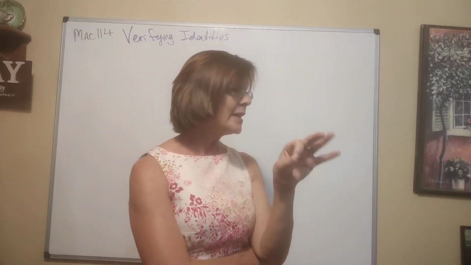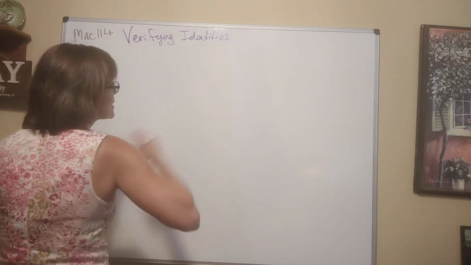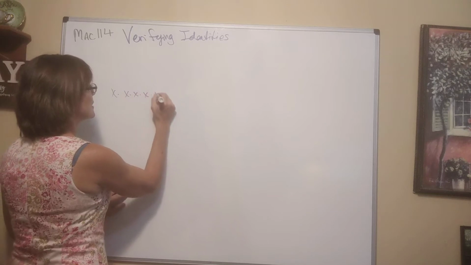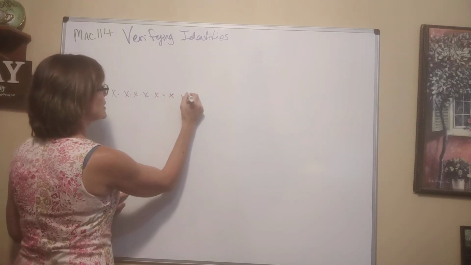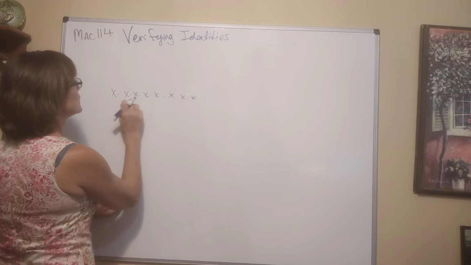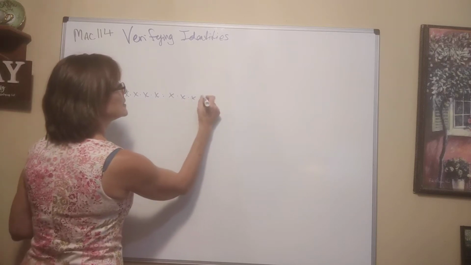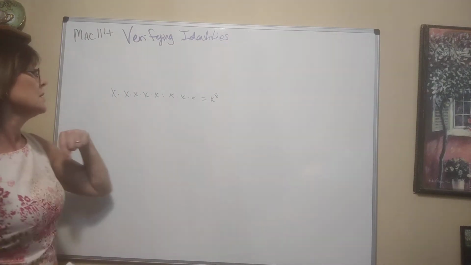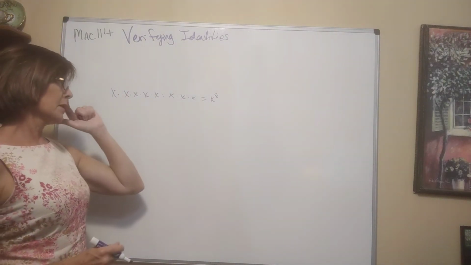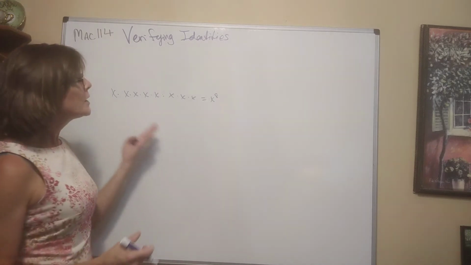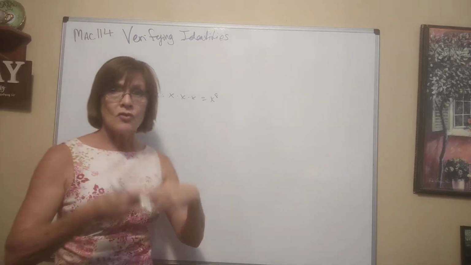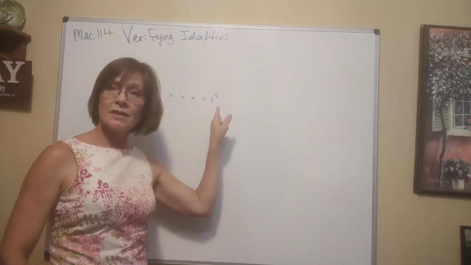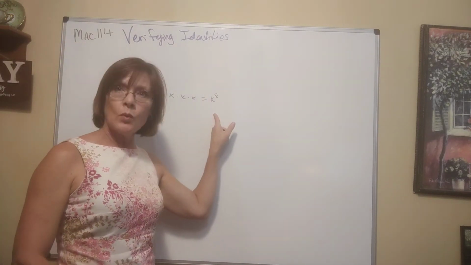So for instance, here's an identity: x times x times x times x times x times x times x times x is equal to x to the 8th. This is a very basic example, but this is an identity. 8 x's multiplied together is equal to x to the 8th. Would it be more convenient to write it out this many times, or just to write x to the 8th power? That would be way easier.